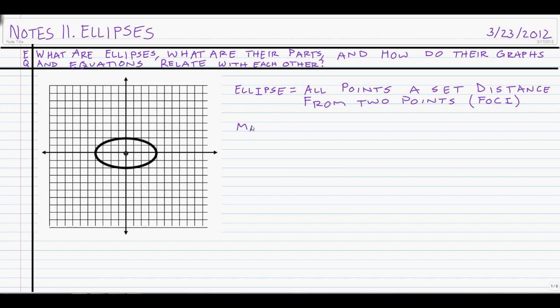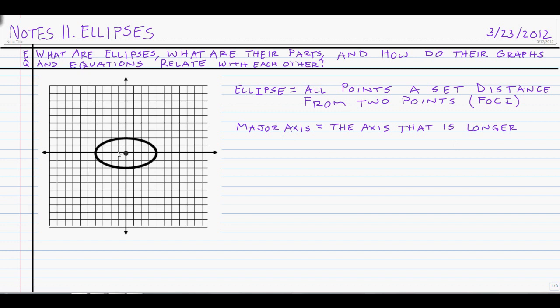So first, another important component of the ellipse that wasn't a part of our discussion of circles yesterday is the major axis. So what is the major axis? It's the axis that is longer. Okay, so yeah, you might be criticizing me for using the word axis in the definition of major axis.